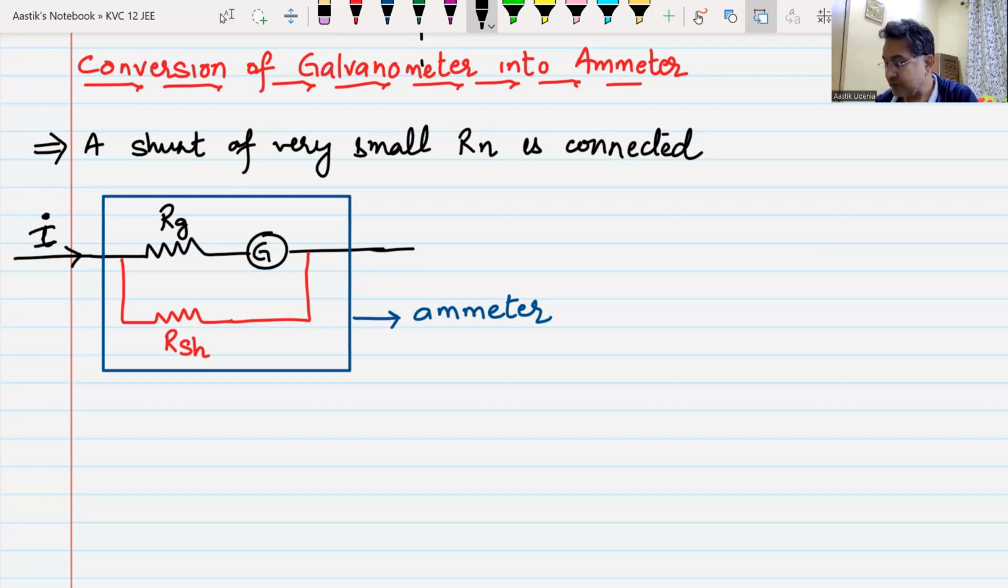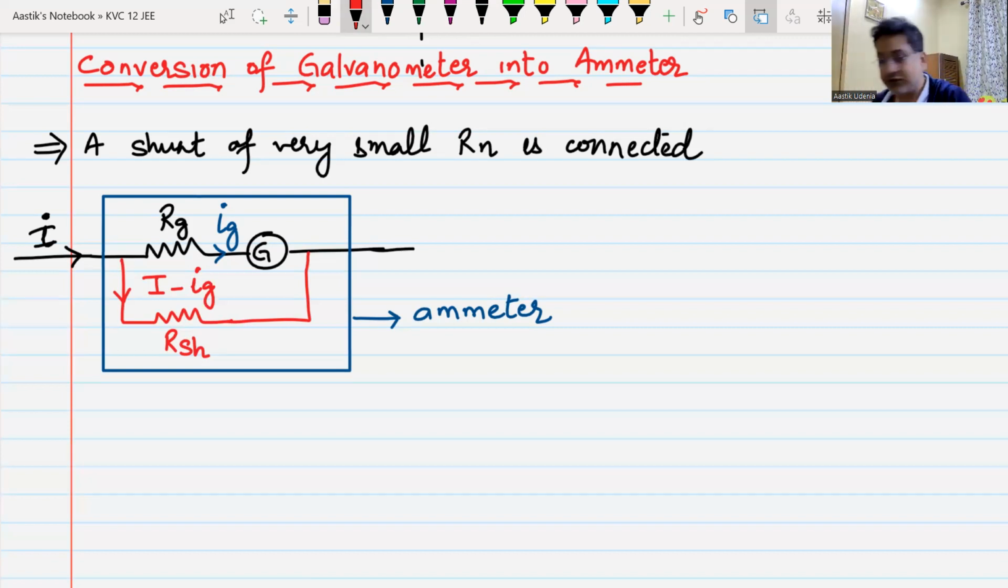Now, when this current I flows through this, the maximum current that can flow through the galvanometer is only Ig. Do we understand this? Yes, sir. And the current that flows through the shunt will be I minus Ig. Yes or no?